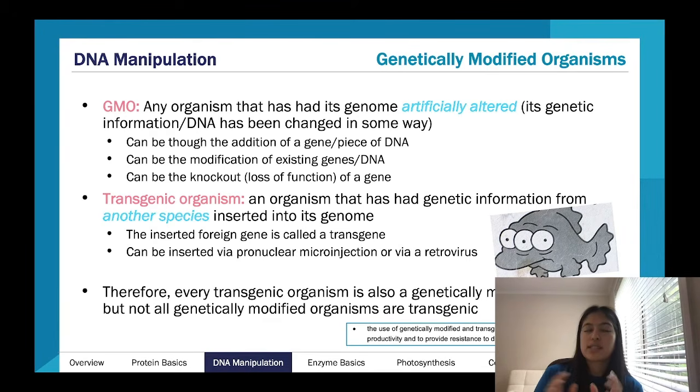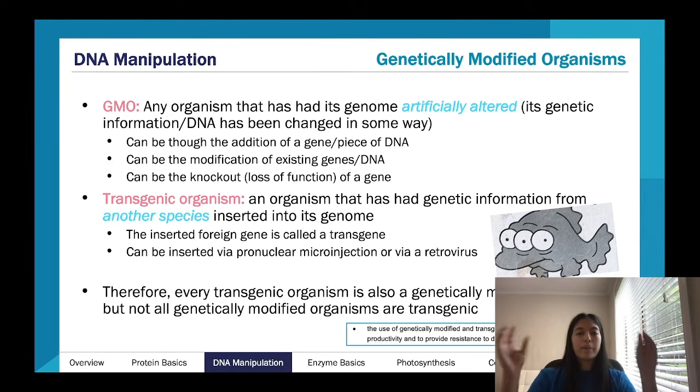Hopefully that makes sense. That is such a common thing that can trip students up. Just think of it like an umbrella. GMOs are the umbrella. TGOs are just a specific type of GMO that can fit into that category.